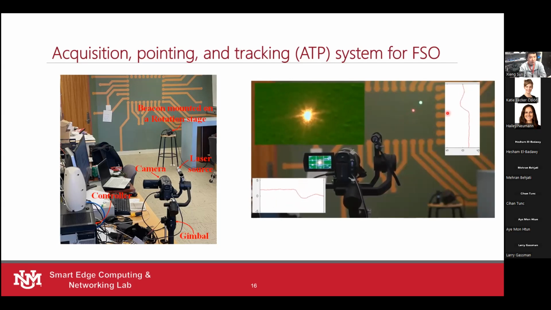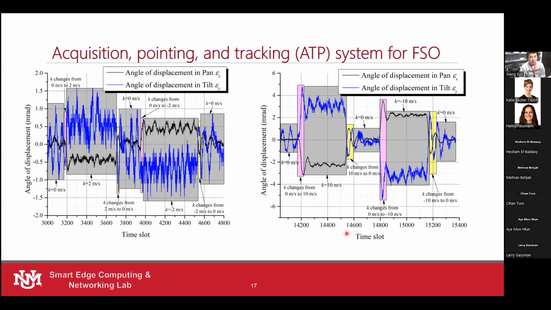During the whole experiment, we gradually increase the speed of the UAV, in terms of this red spot, to see what the pointing loss is at different speeds. All right, so let's move forward. Those two figures show the angle of displacement over time when the speed of the UAV is 2 meters per second in this figure, and 10 meters per second in this figure.